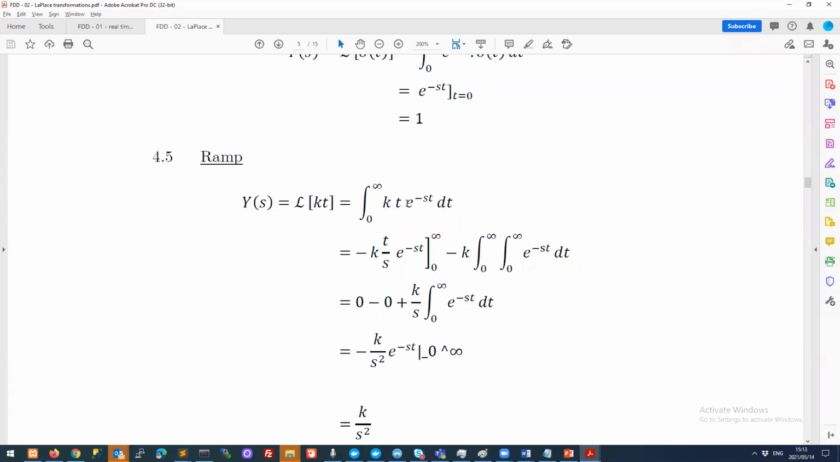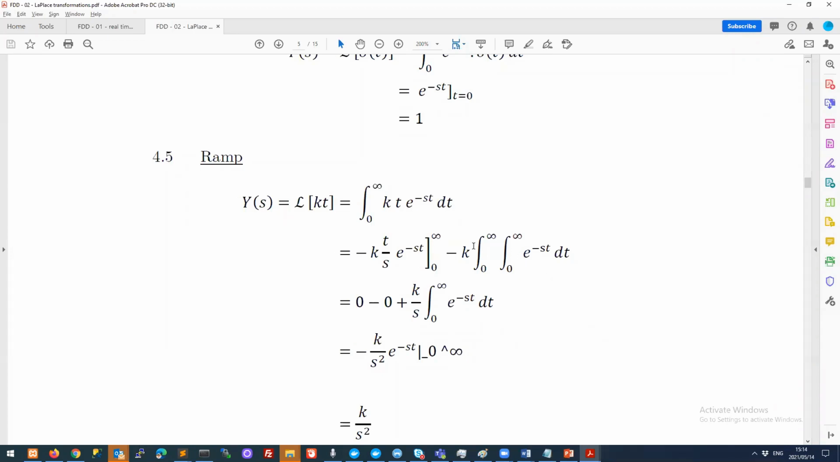So let's let this be the function f. You leave f alone and integrate this other part, which turns out to be minus 1 over s e to the minus st, going from 0 to infinity. And then in the second part, you take f dashed, the derivative of f here, which is k, and then the integral of this part, which is going to be minus 1 over s e to the minus st.